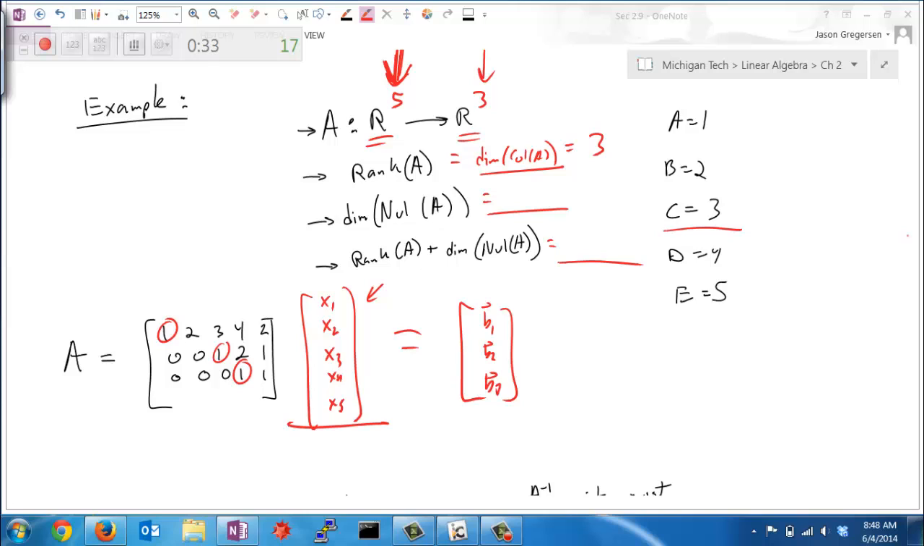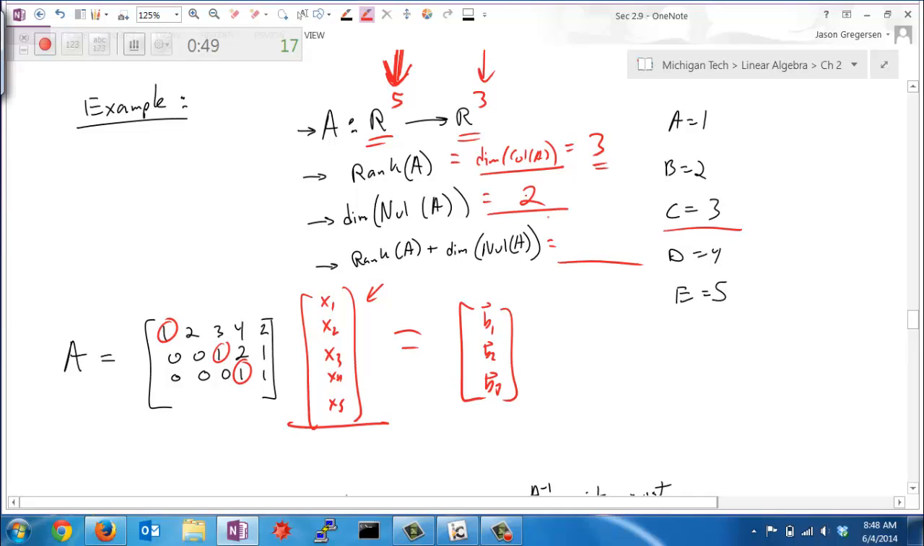Why 2? Well, there's a couple ways. I know the dimension of the column space plus the dimension of the null space should give me n. What is n in this case? 5. Right? So I know this is 3. I know 3 plus this number has to equal 5. This has got to be 2. That's one way I can think about it.